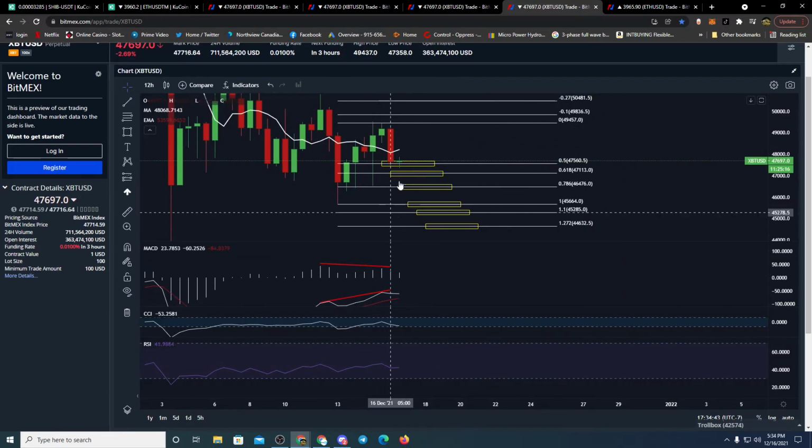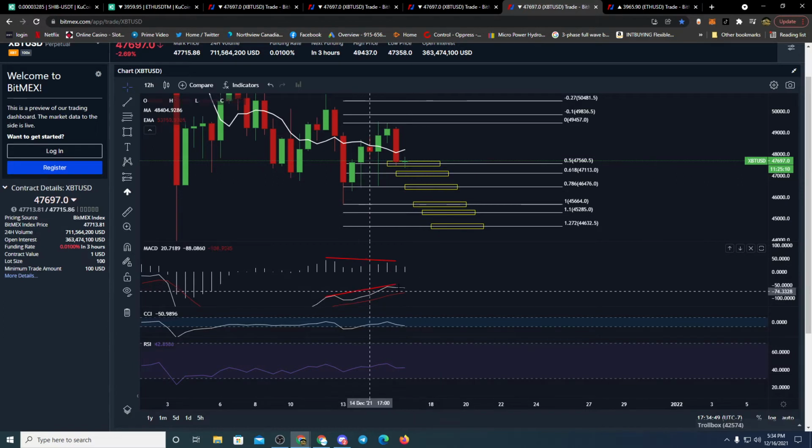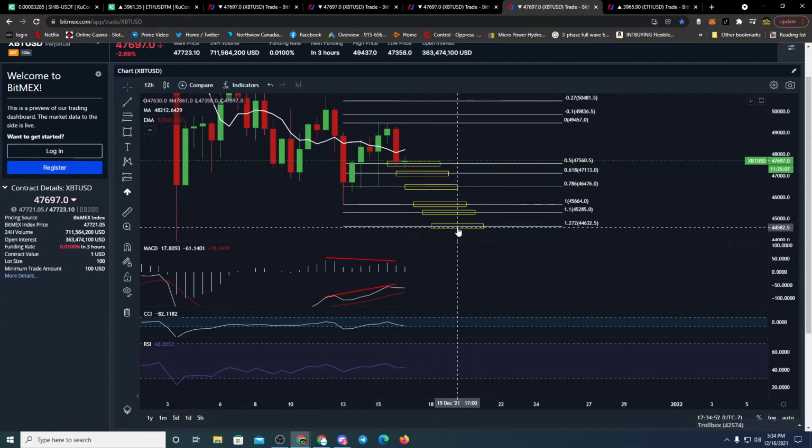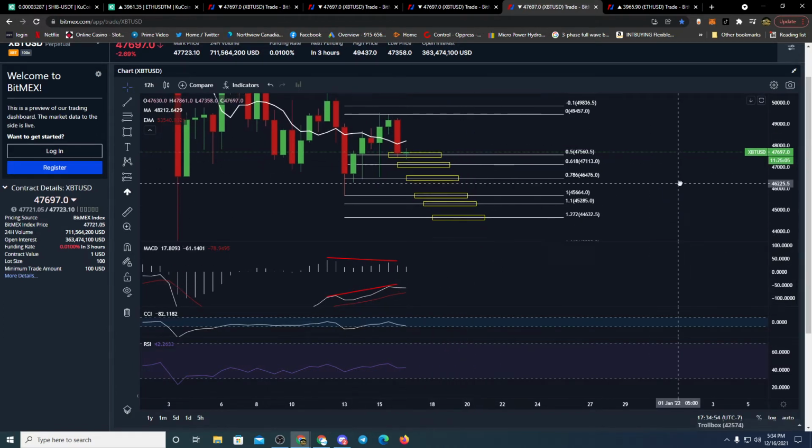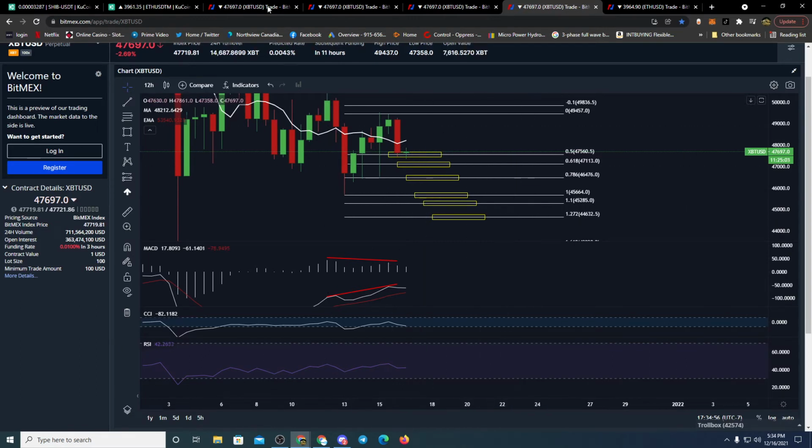So this 12 hour closing, this engulfing, plus having the hidden bearish divergence forming here, it's clear. Likely down to this 1.272, but what I did for ETH is I set mine right in between, just so I'm not being too greedy.